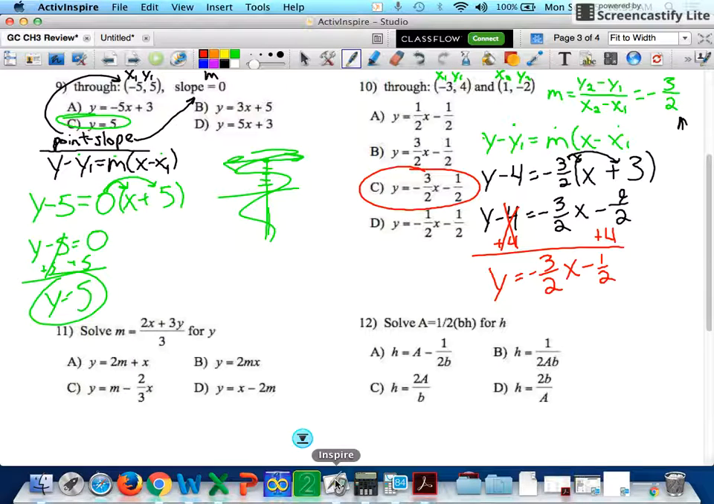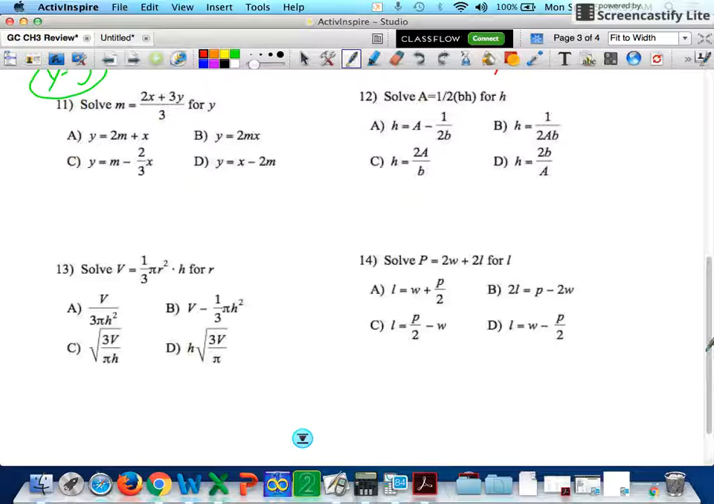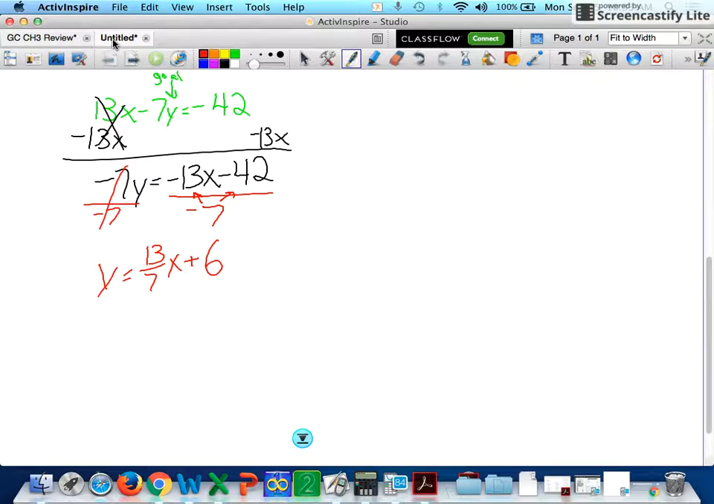All right, guys, so we're on to our third part. We're right here with number 11. We want to solve this literal equation. We want to solve it for y. So we have m equals 2x plus 3y over 3.